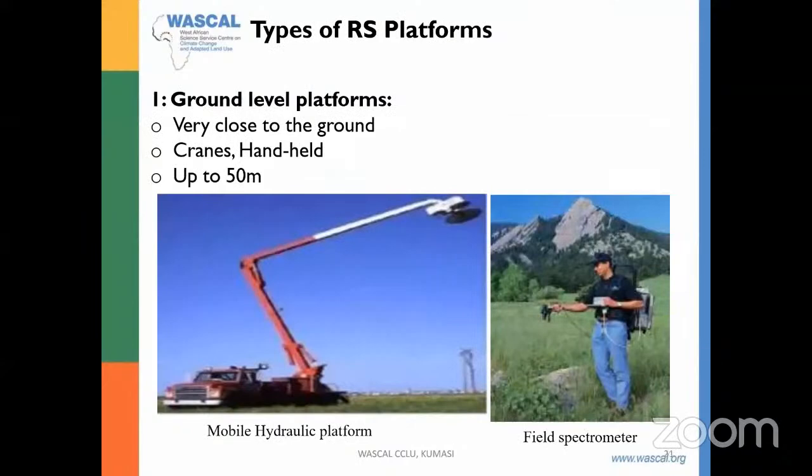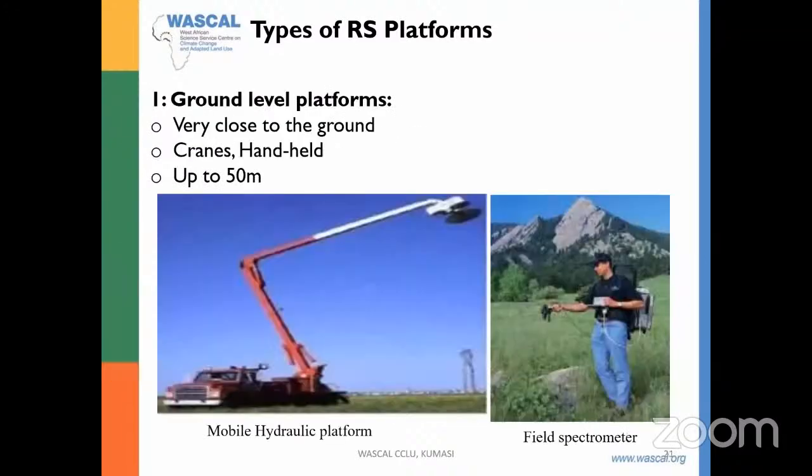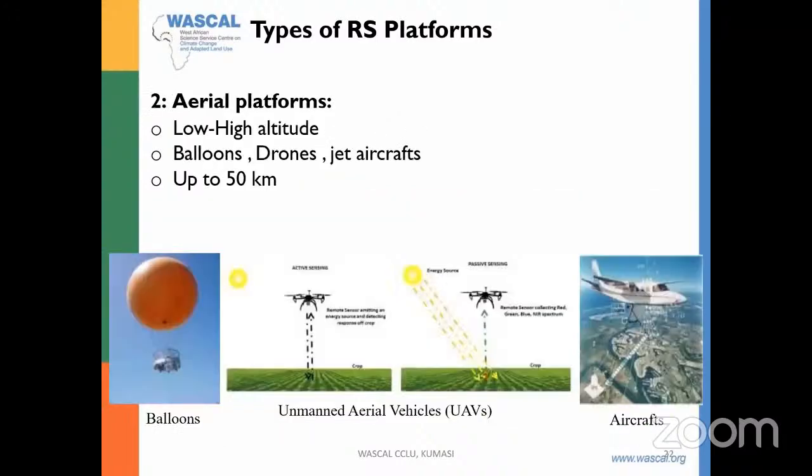So for the platforms that are mostly used, we have the ground level platform, the aerial platform, and also the space-borne platform. Mostly the ground level goes up to about 50 meters, where we can be using cranes and handheld control. So we can have a mobile hydraulic platform where sensors are on board to sense vegetation within a farm area. We can also be using the field spectrometer to sense certain kinds of vegetation or soil information. The aerial platform, which goes from low to high altitude up to about 50 kilometers, we can be using balloons, drones, or aircraft.